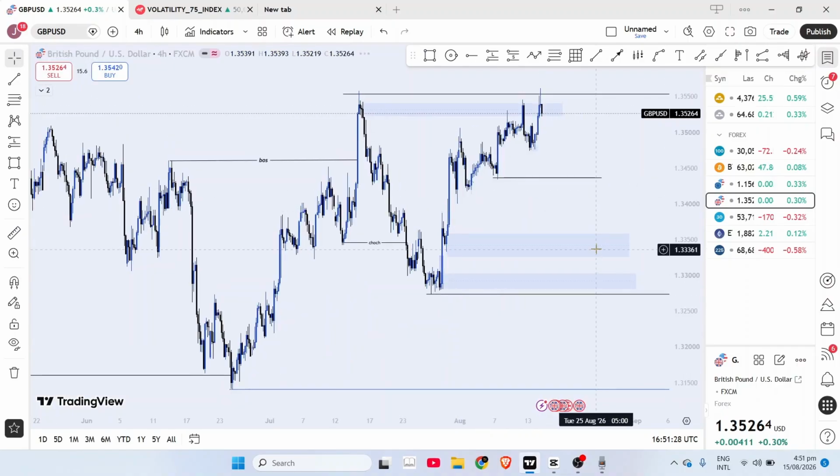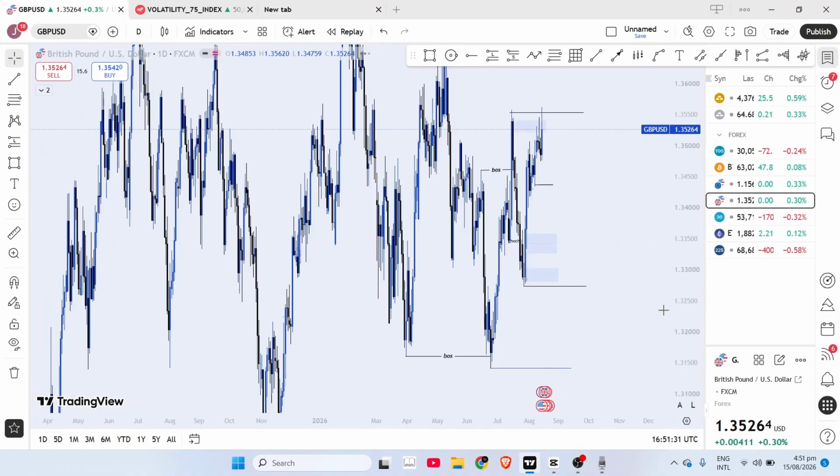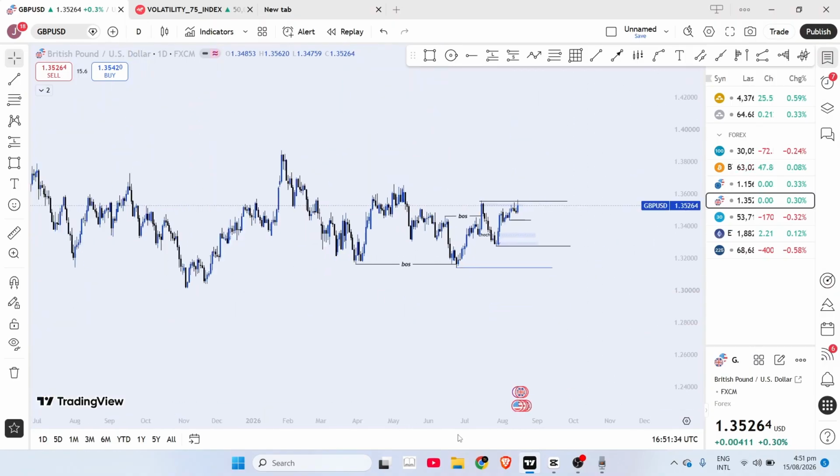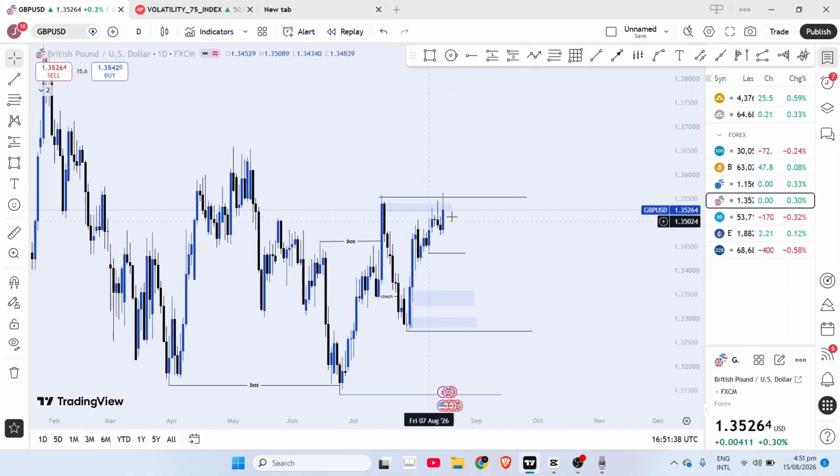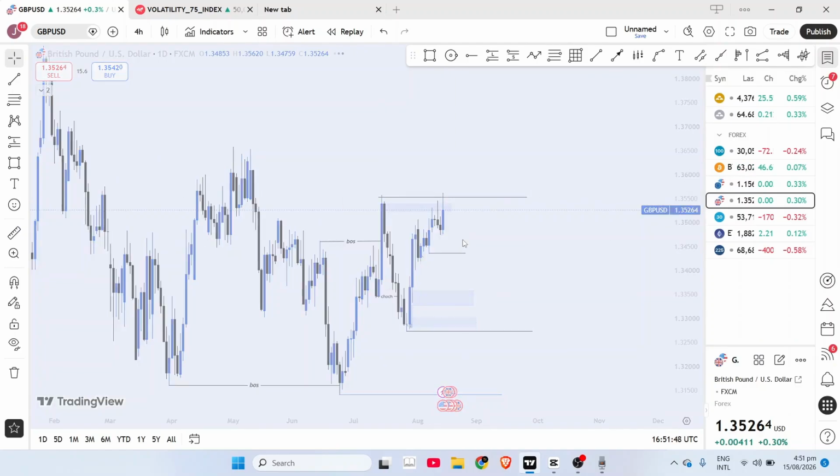So on GBP/USD, let's check the daily time frame. On the daily time frame, you can see what's happening here. I think this high has been tapped into as well. Let's check the 4-hour time frame.